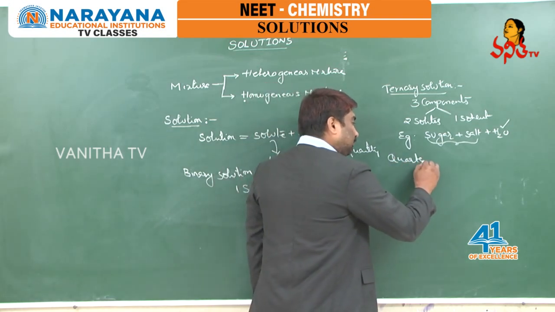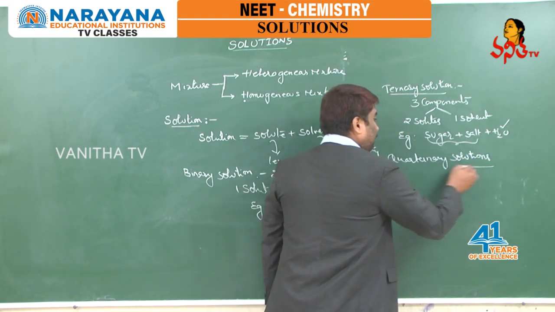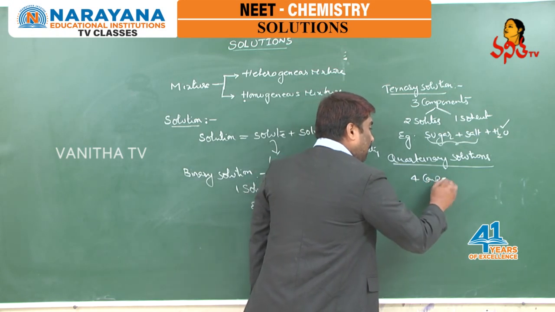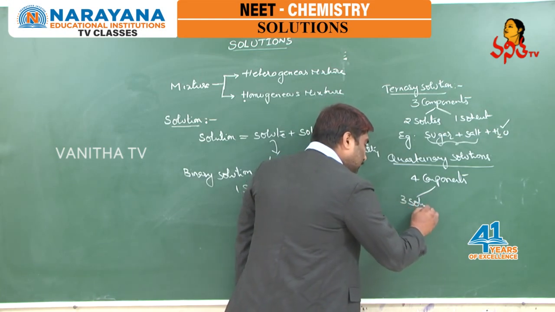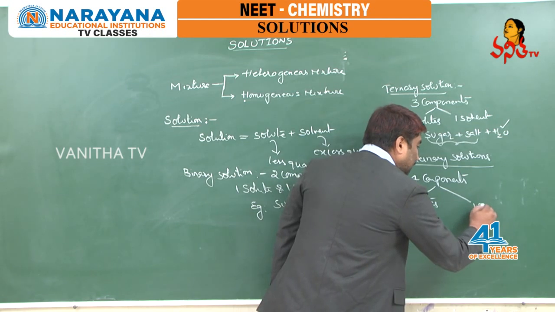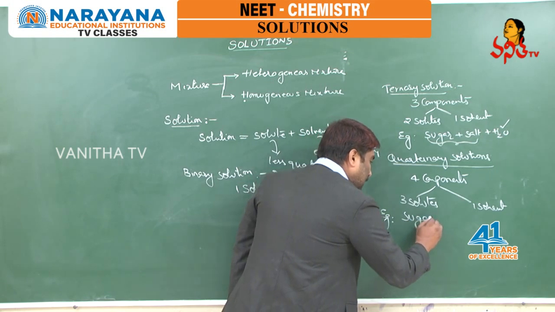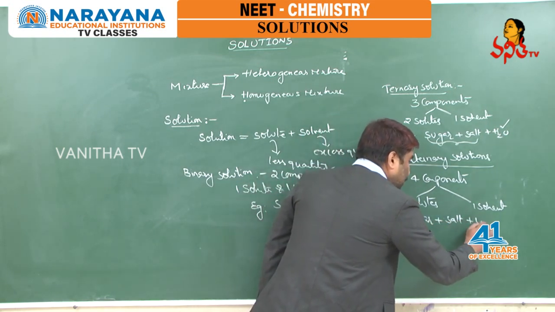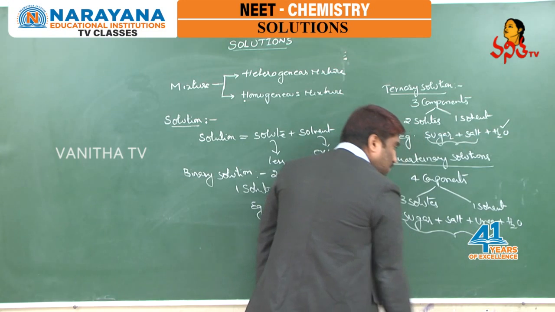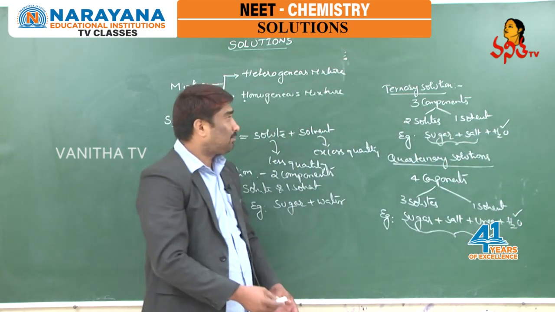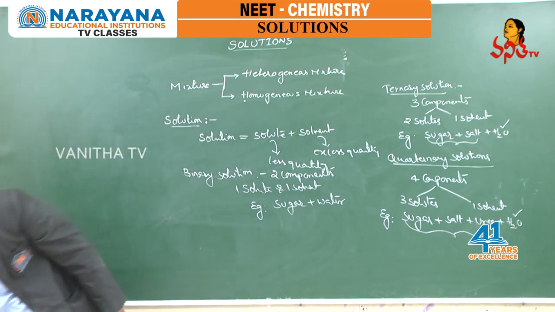Quaternary solution. A solution which contains four components is called quaternary solution, which contains three solutes and one solvent. An example for this type is sugar plus salt plus urea plus water. So here sugar, salt and urea are solutes, and water is the solvent. So this is about binary solution, ternary solution and quaternary solution.